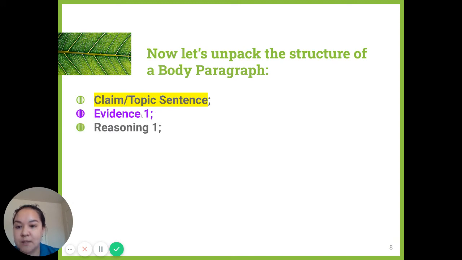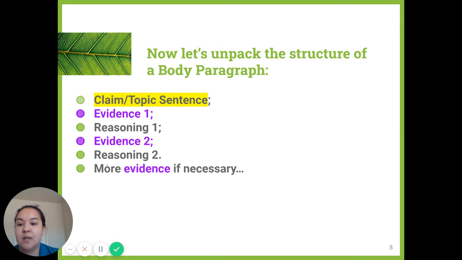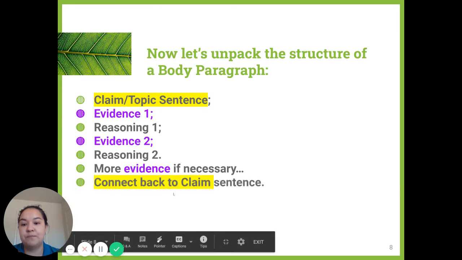Purple text, we continue with evidence, and I chose not to color, just regular text. Those would be our reasoning sentences. You may repeat that cycle for evidence 2 and reasoning 2 sentences, and use more evidence if necessary. So your paragraphs can be half a page long, or they can be even bigger than that. It depends on your objectives.